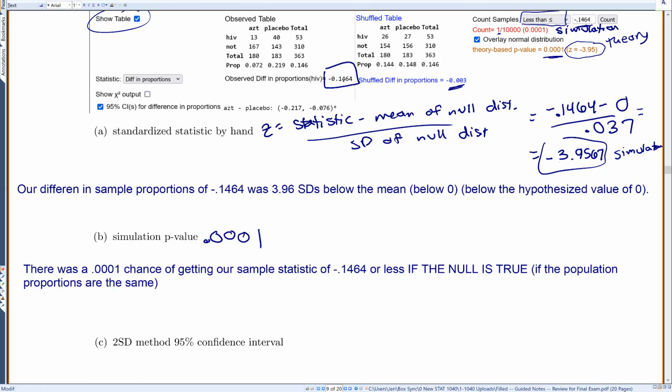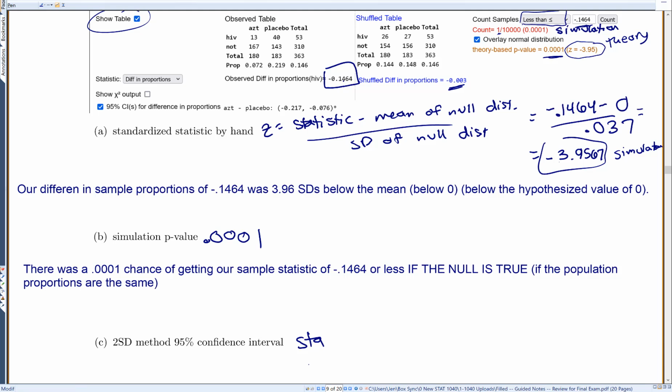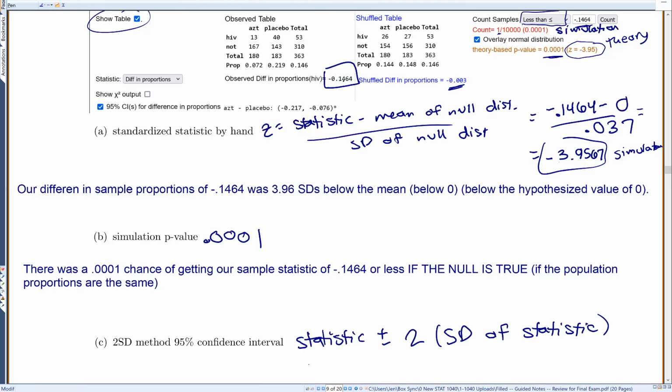Now, let's do our 2SD 95% confidence interval by hand. So our confidence interval, there's only one confidence interval formula on here, right here. It's just going to be our statistic plus or minus 2 times the SD of the statistic. And you'll notice right here where it says you can just read the SD statistic right off the simulated distribution, or you can estimate it with the standard error formula. You'll notice there is no standard error formula on this formula sheet because that would just be mean to make you calculate by hand because it takes a long time.